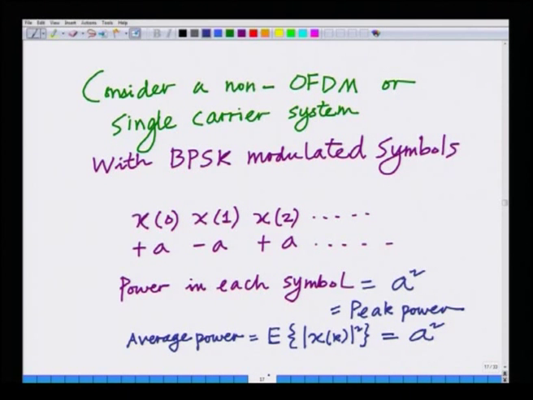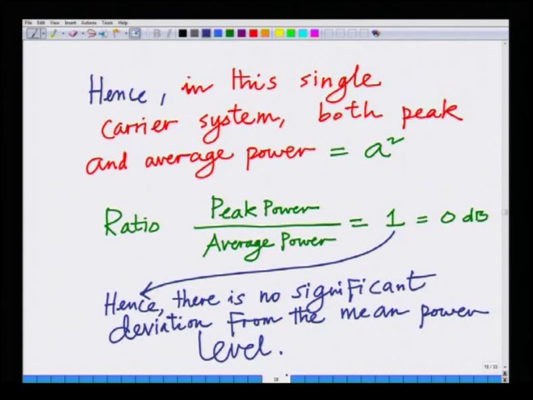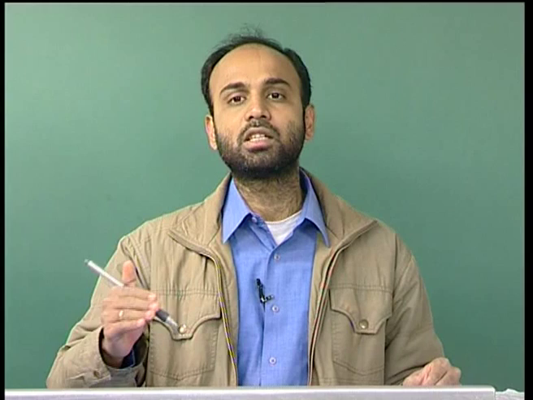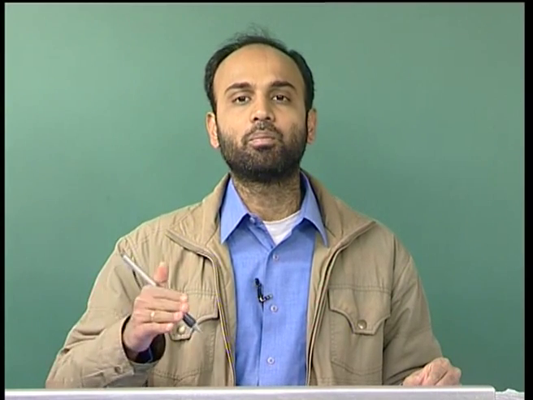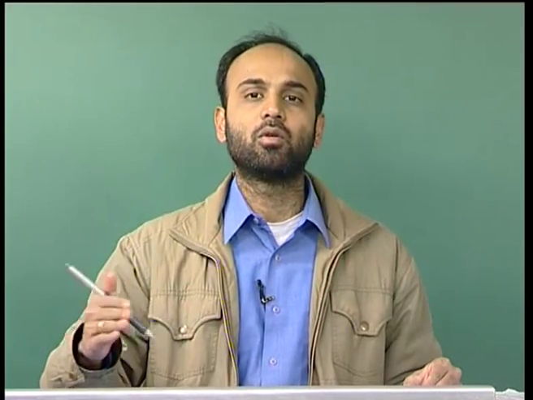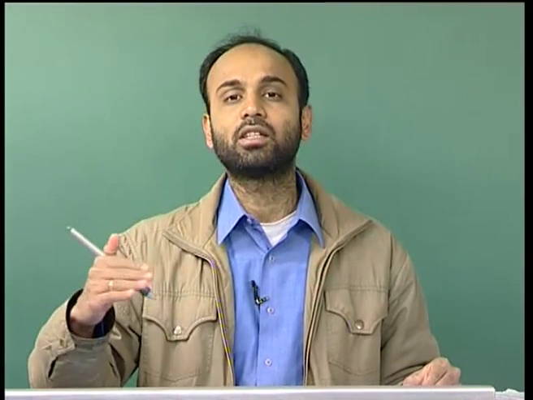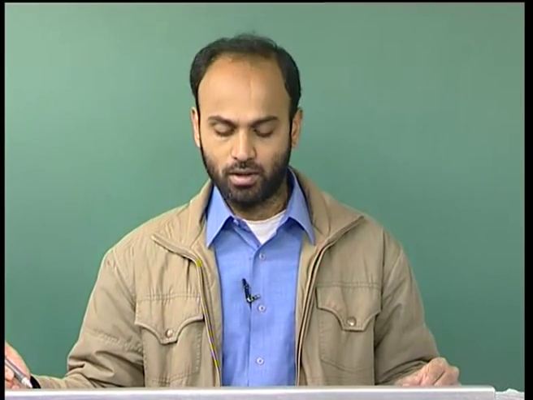a PAPR of a conventional single carrier system, where with BPSK and amplitude level A, we said the average power across symbols is A square, the peak power is A square because each symbol is plus or minus A. Hence, the peak to average power ratio is A square divided by A square, which is 1. Practically, in practical systems, it is close to 1, it is essentially 0 dB. Hence, there is not a significant deviation of the instantaneous power level over the average power. Hence, what we are saying is the swing is not very large over the mean power level.